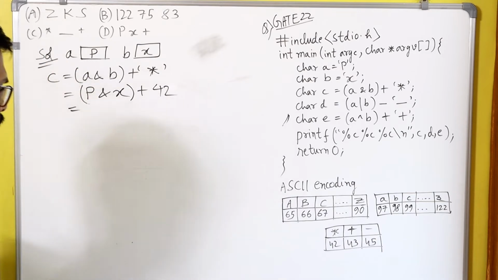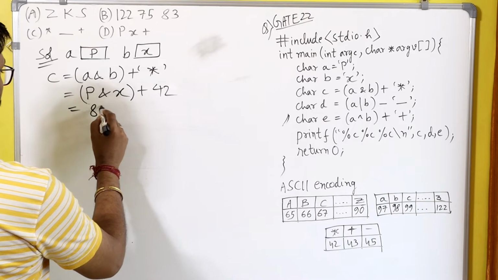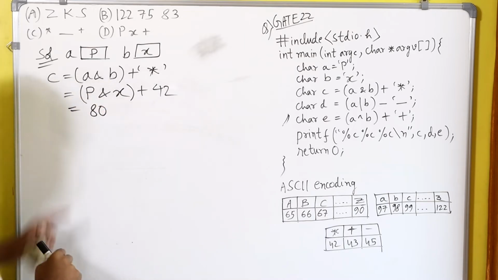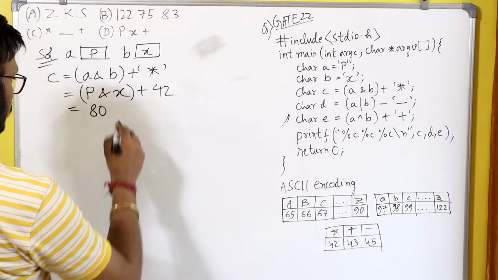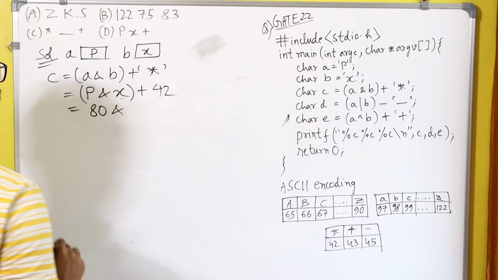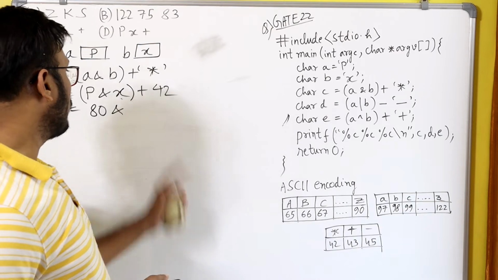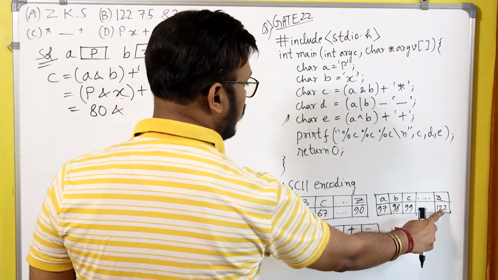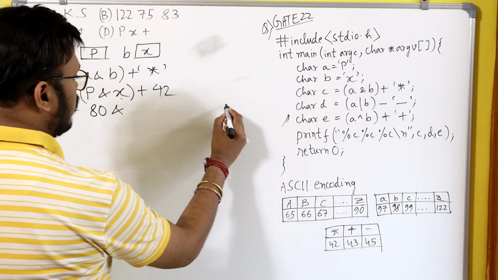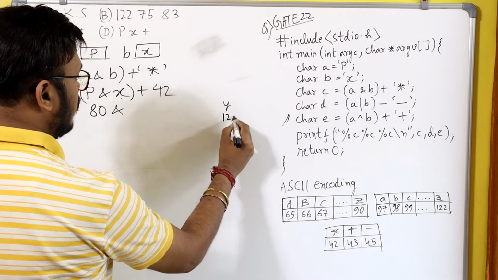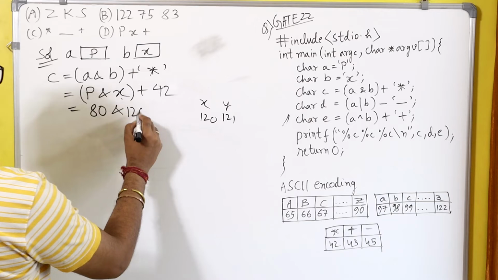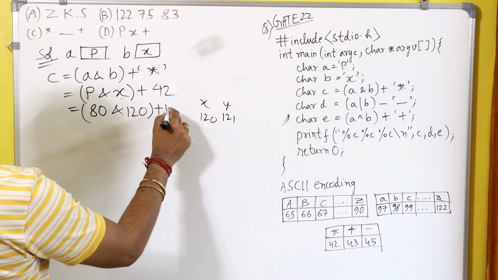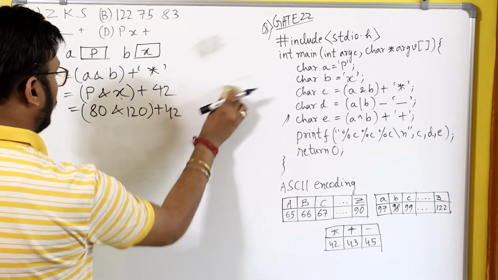So it's 80. Fine. So the ASCII code of capital P is 80. Okay. Now, what is the ASCII code of small x? You see, the ASCII code of small z is 122. So the ASCII code of small y will be 121, and the ASCII code of small x will be 120. So here you have to write 120. Fine. Plus 42. Okay. So I hope you got it.